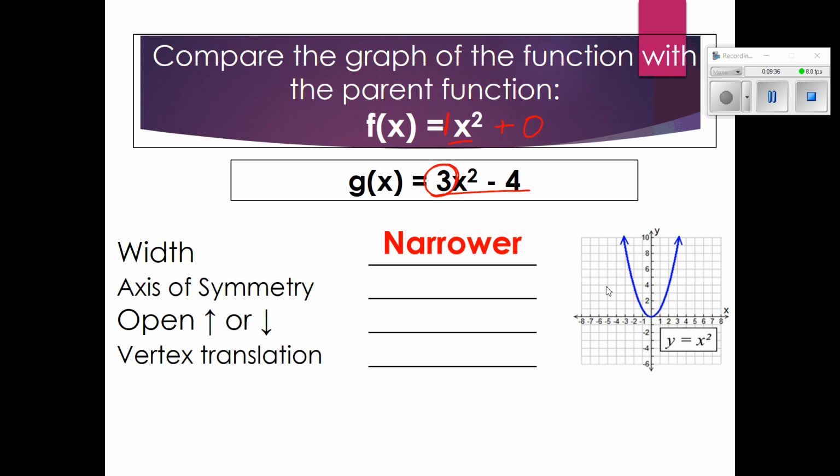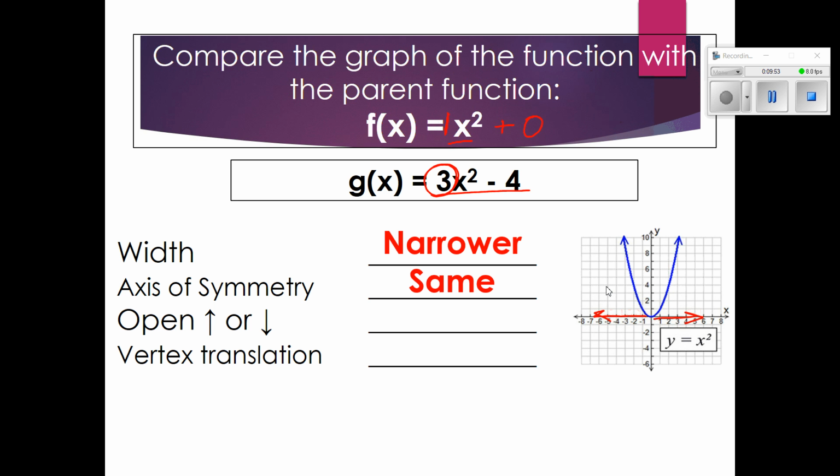Now, the axis of symmetry actually has to do with the term that we're not dealing with today. The axis of symmetry is how it translates to the left or right, and we're not going to be translating to the left or right today. So you're just always going to say the same. We're not dealing with that today.